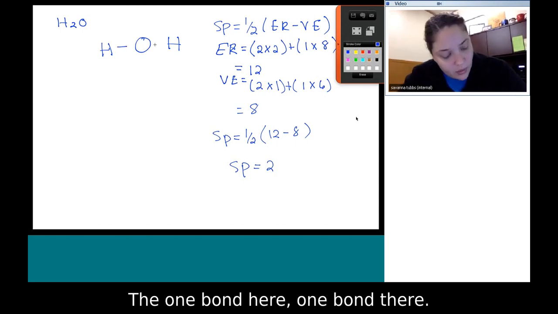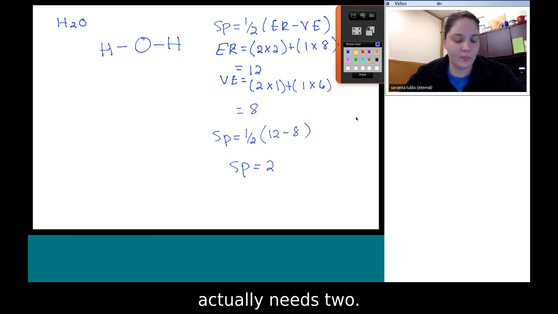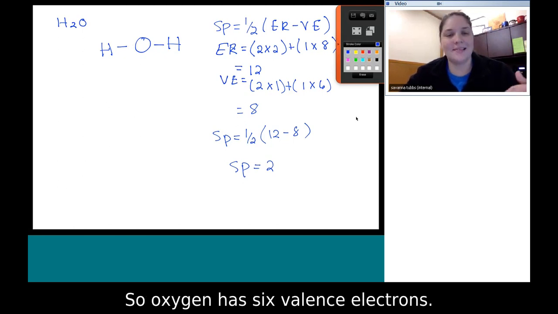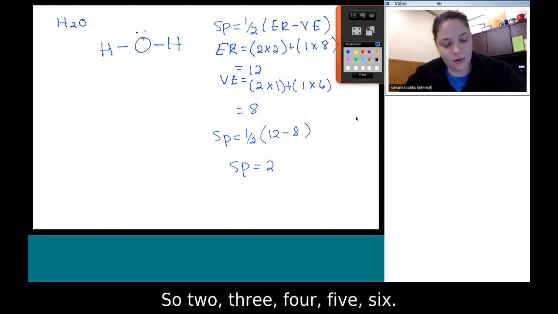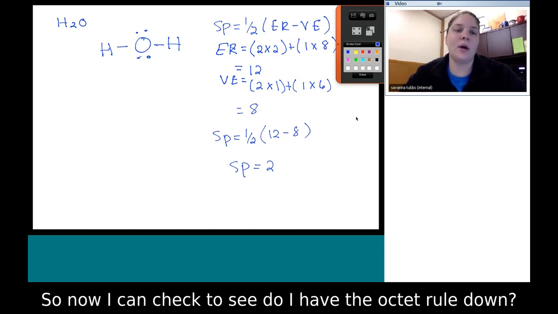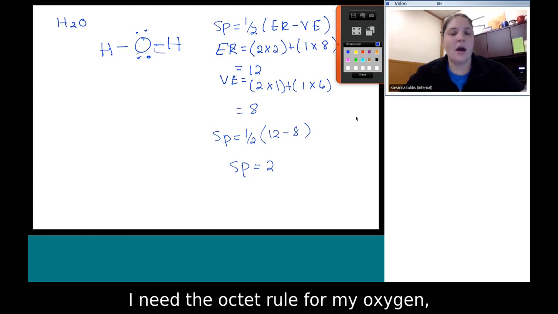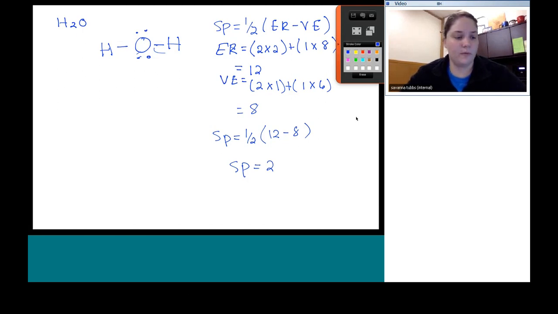So 1 bond here, 1 bond there. Hydrogen has completed its little octet because it only actually needs 2. However, I have to finish my oxygen. So oxygen has 6 valence electrons. Right now we only have 2. So 2, 3, 4, 5, 6. So now I can check to see, do I have the octet rule down? 2, 4, 6, 8. I meet the octet rule for my oxygen, so I am good to go on water.